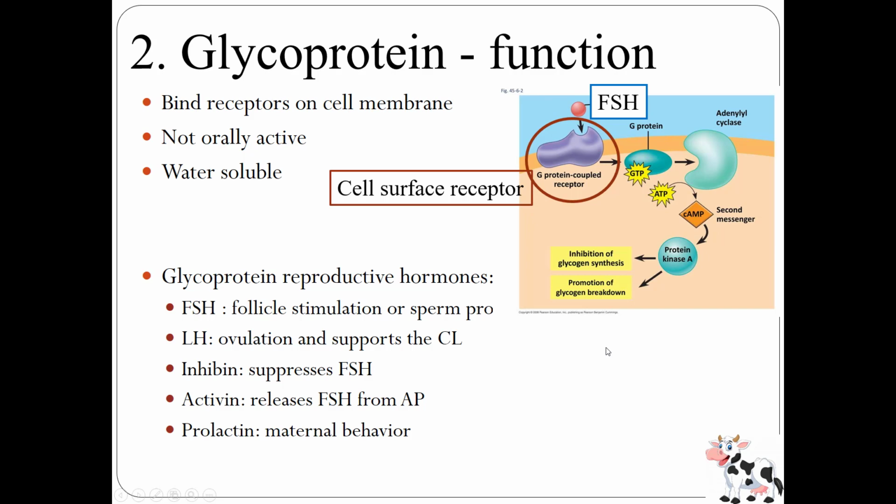I just wanted to point out why it's important to remember that these hormones are going to bind to receptors on the cell membrane. FSH here is represented by that red circle, and the cell surface receptor is going to be in the middle of the lipid bilayer of the cell. It's going to be embedded in there, and that's the receptor that receives the hormone and kickstarts the secondary messenger system.